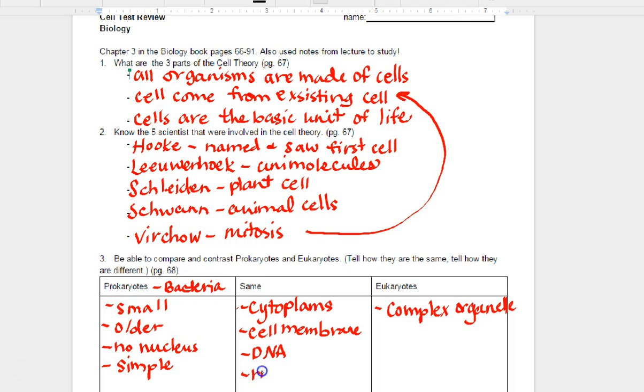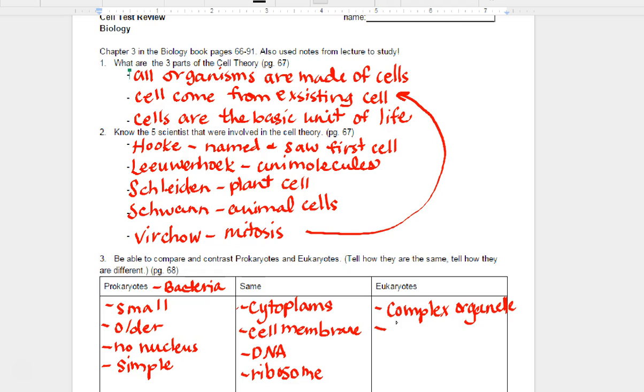They do have ribosomes, though. They do produce proteins. And this is what makes us sick, the proteins that they produce. And so a lot of the antibiotics, they go in and they stop the function of the ribosomes, or they disrupt the cell membrane. That's how antibiotics work.